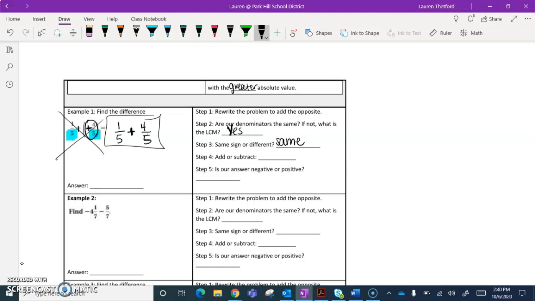Step 4, do we add or subtract? When they're the same, we add. And so my answer, 1 plus 4 is 5, and that's over 5. 5 divided by 5 is 1, so my answer is just 1. And my answer is a positive 1 because both my numbers were positive.